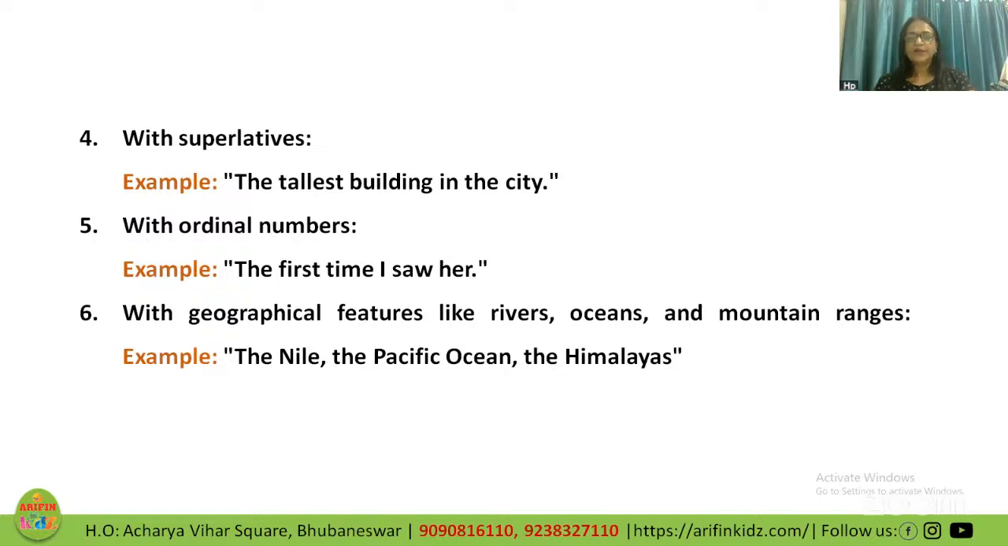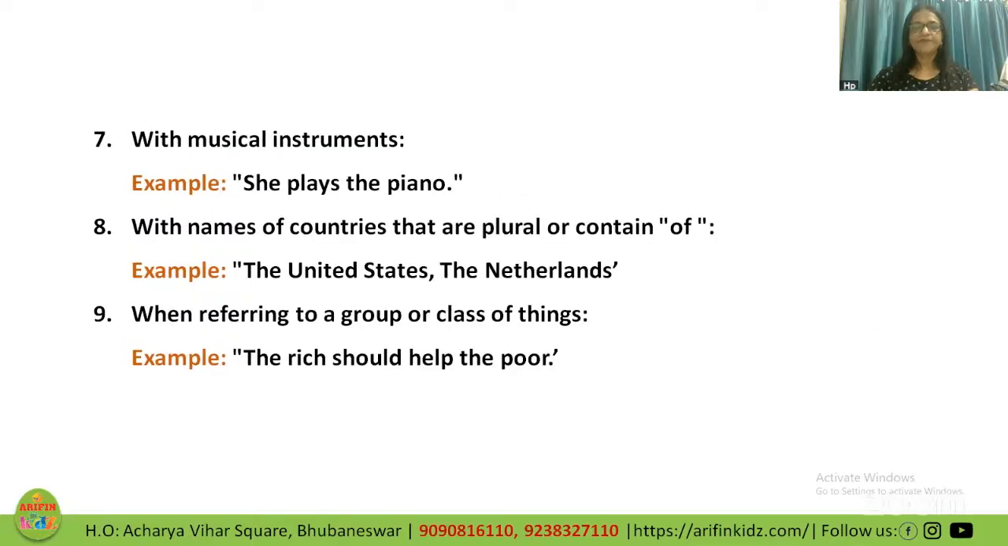Then next one, number 6, with geographical features like rivers, oceans, and mountain ranges. That we have already discussed. The Nile is the name of a river. The Pacific Ocean is the name of an ocean. The Himalayas, the mountains. And already I told you about musical instruments, like "She plays the piano." So piano is a musical instrument, so "the" is used.